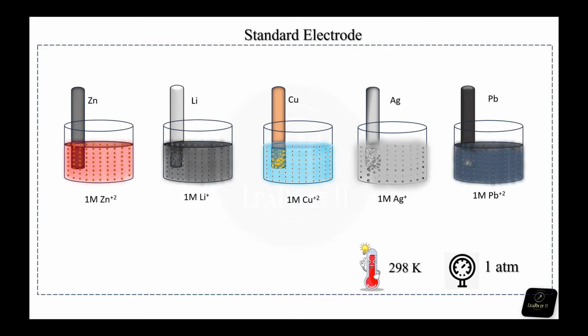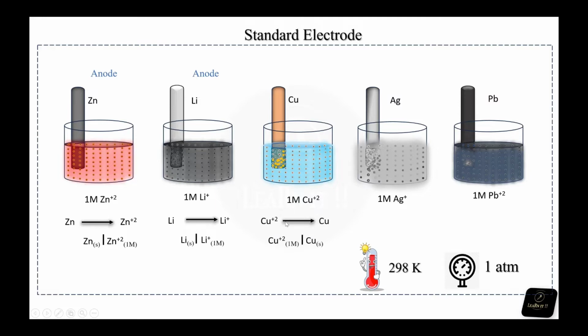Hence, at this condition, the zinc will undergo oxidation to become the anode. In the same way, the lithium will also become an anode. But in the opposite way, the copper +2 ions start to deposit on the copper, and this copper will become the cathode. In the same way, the silver will also become a cathode, and lead will also become a cathode. This is because of the nature of the electrode material.